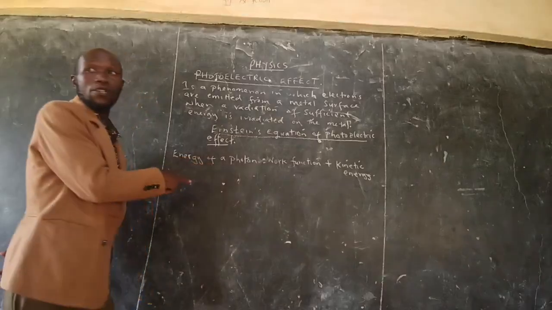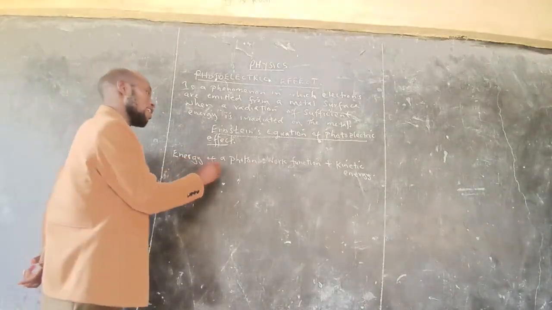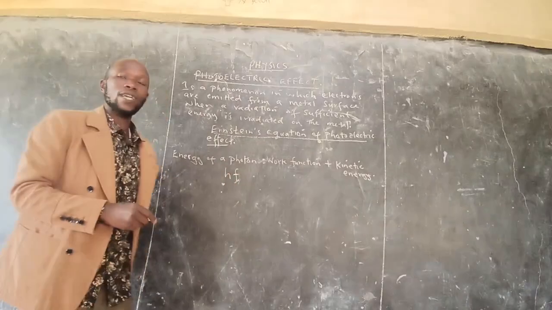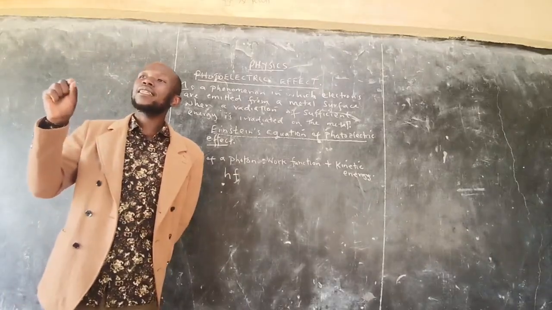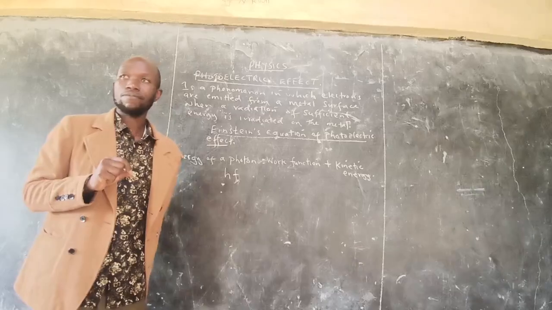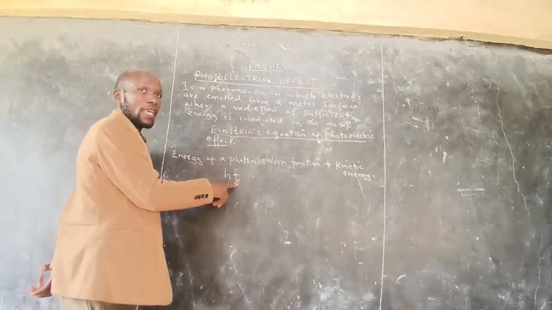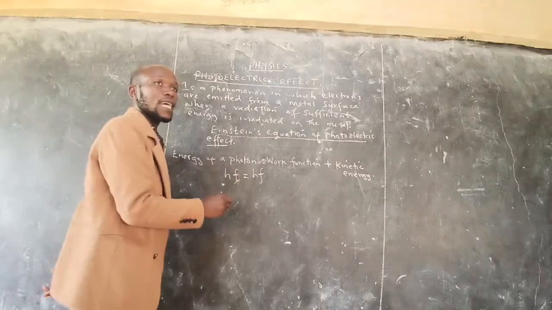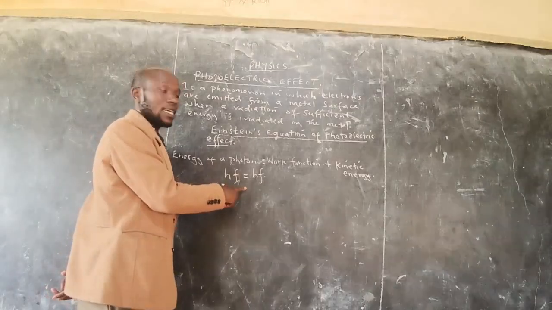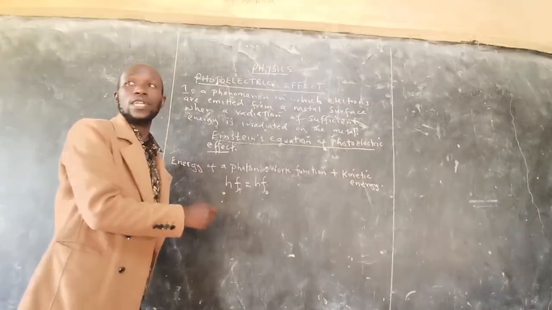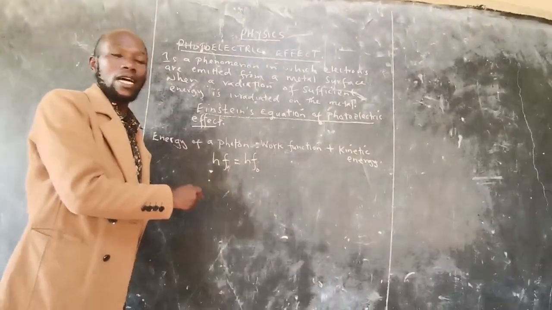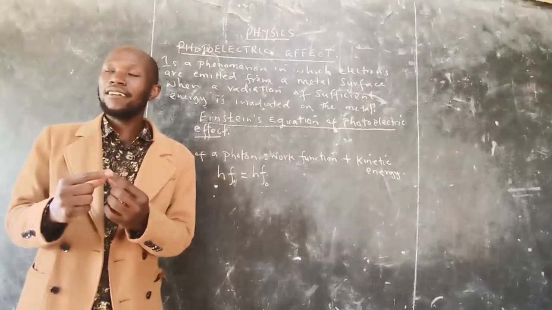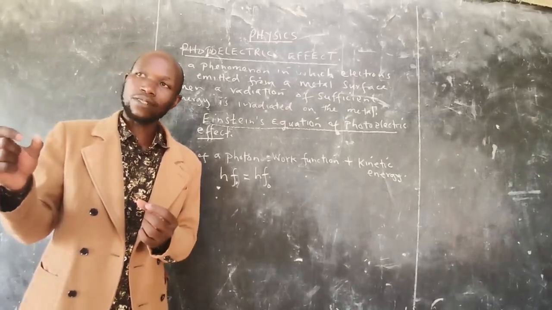Now, the energy of a photon is given by Planck's constant times the frequency of the source of radiation, which is given by f. Then the work function is given by Planck's constant times the minimum frequency. This minimum frequency is called the threshold frequency. Threshold frequency is the minimum frequency that is needed for an electron to be dislodged from a metal surface.